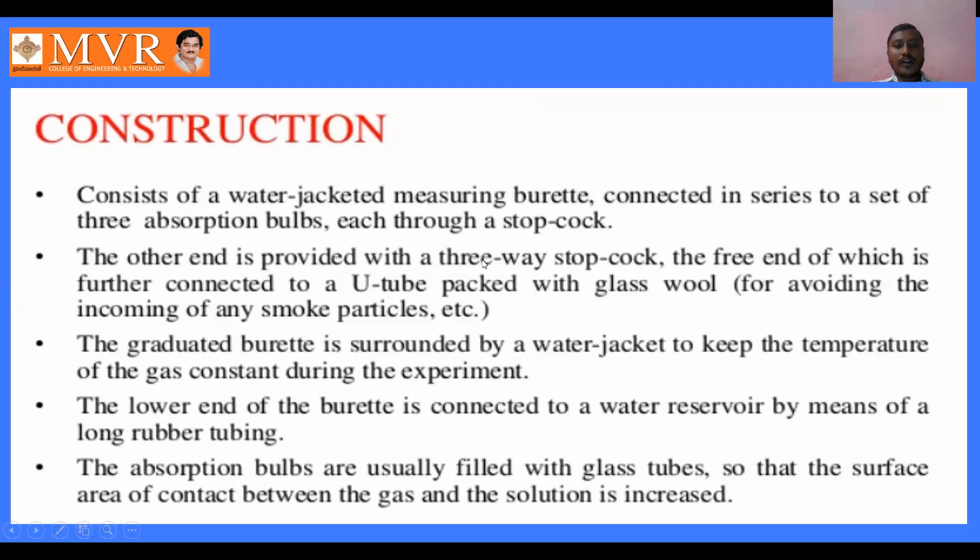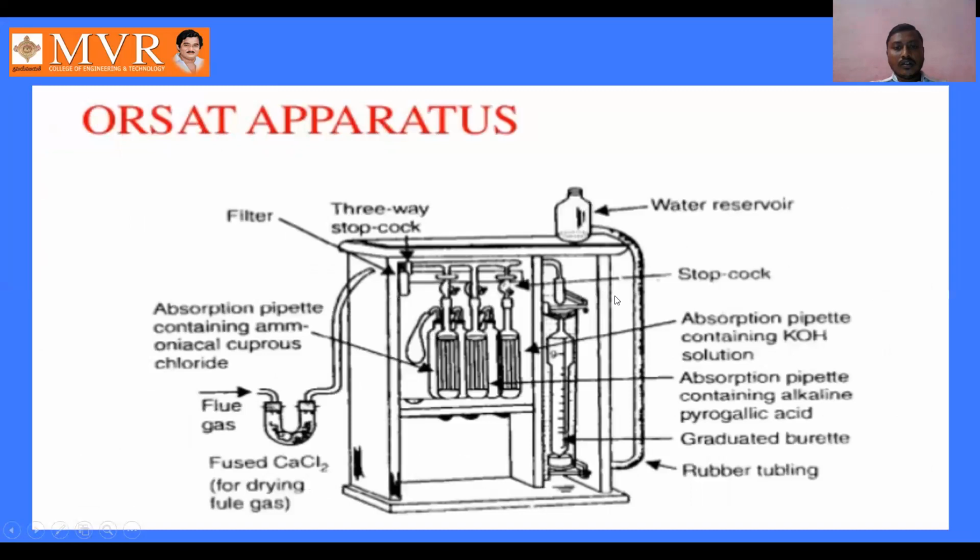The other end is provided with a three-way stopcock. The three bulbs are connected to the burette at one end, and the other end is connected to the three-way stopcock. The first bulb is connected to the graduated burette, and the last, third one, is connected to the three-way stopcock here.